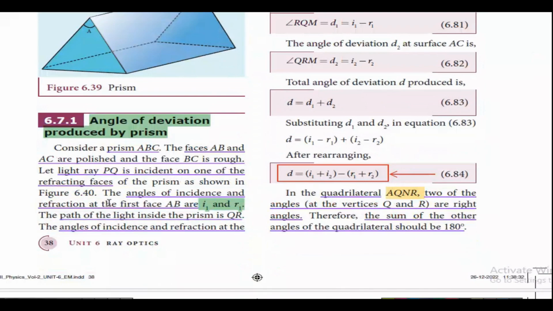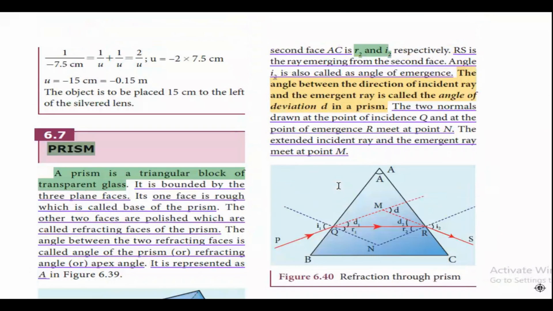The angles of incidence and refraction at the first face AB are I1 and R1. The path of light inside the prism is QR. The angles of incidence and refraction at the second face AC are given by R2 and I2. So that is represented here, R2 and I2.